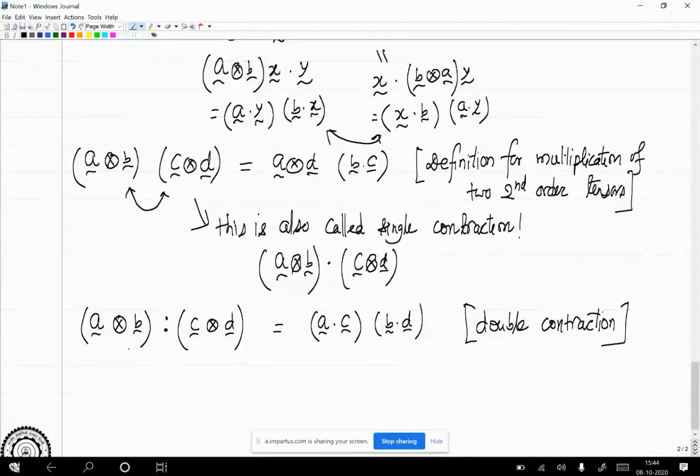Double because two of the vectors have been contracted. You see there is one contraction and another contraction here. So therefore it becomes a double contraction. In case of single contraction, there was just one contraction here. Okay, so this is just a definition. There is nothing to prove here.